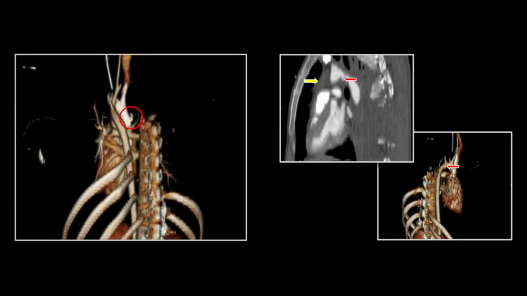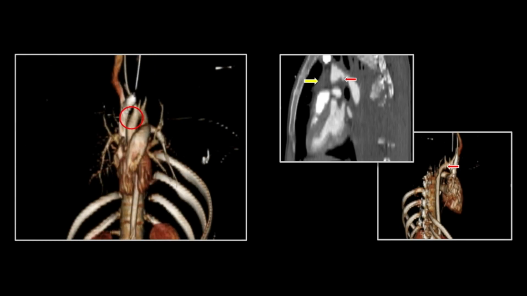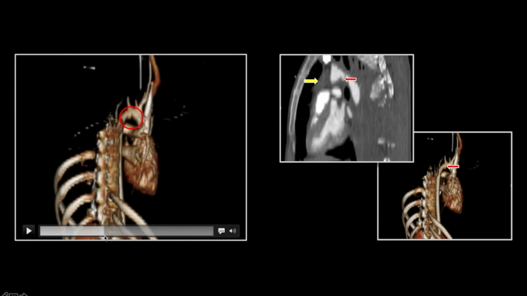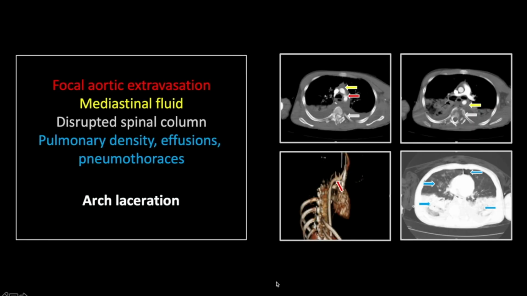And there it is on the 3D. Probably worth looking at again, that tiny focal contour abnormality. And so that is a laceration of the aortic arch. This patient did not survive, but the physiologic parameters suggest that he actually died of neurogenic shock and not as a result of the aortic laceration.